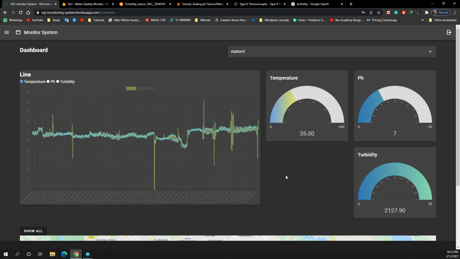In this video, I'm going to demonstrate an IoT-based water quality monitoring system. This is the dashboard for the monitoring system, and we're going to monitor temperature, pH, and turbidity. On my left hand side, we have a line graph, and on my right hand side, we have a gauge. The gauge updates every second, whereas the line graph updates at a 5-minute interval.